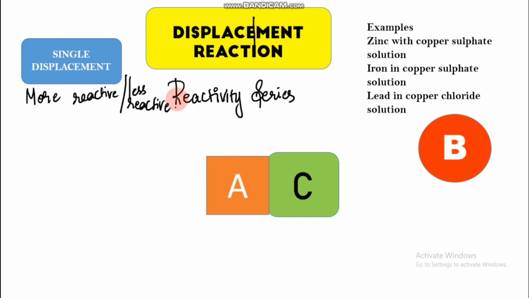So what has happened? A more reactive element is going to displace a less reactive element to form new products. Now AC is one of the products, B is one more product. So now these two are the new products which have formed.